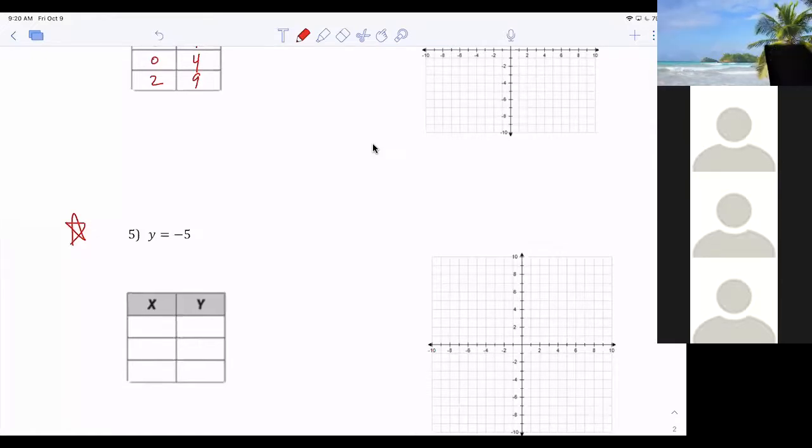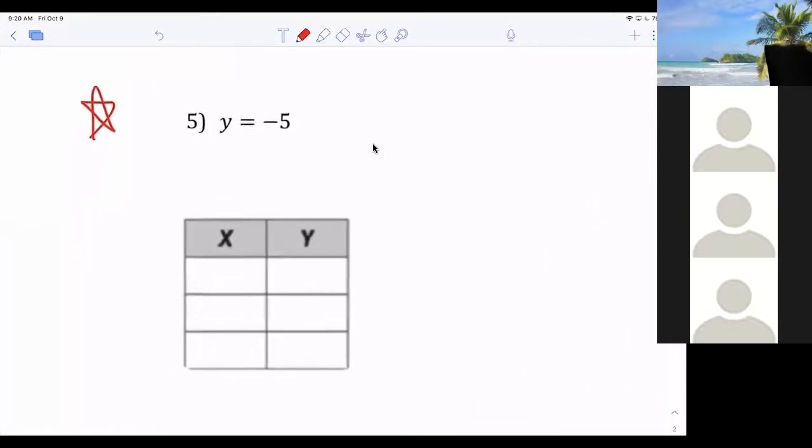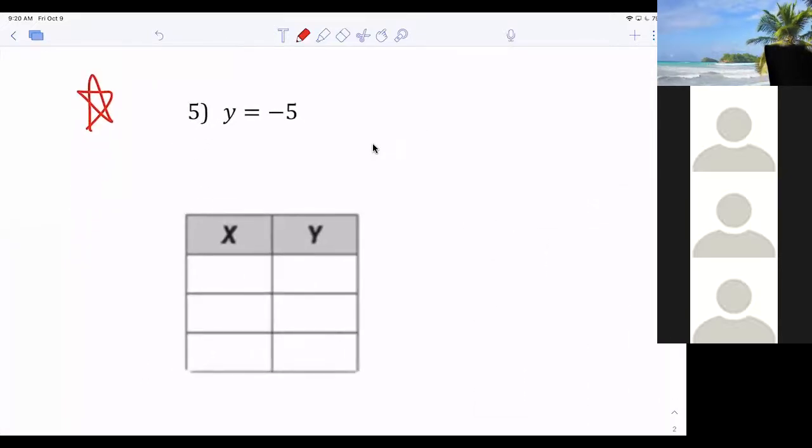All right, now here we go. I need everybody's eyes up on number 5. Eyes up. What are we missing in number 5? The X. There is no X. So how am I going to plug something in? You're not. This means that the Y value is always what? It's always -5. The Y value is always -5. So -5, -5, -5. And then the X's can be whatever you want.